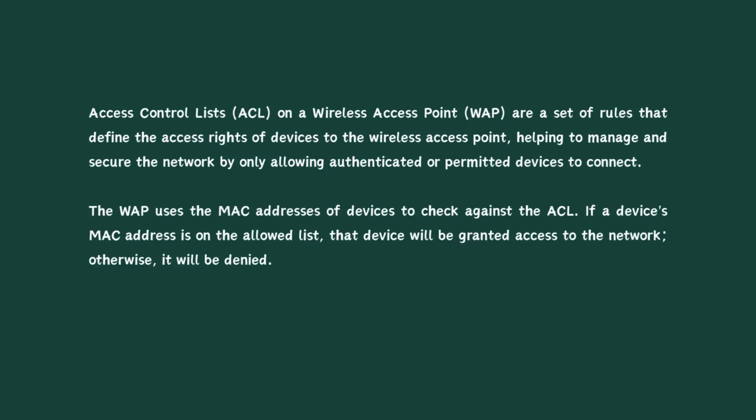Access control lists on a wireless access point are a set of rules that define the access rights of devices to the wireless access point, helping to manage and secure the network by only allowing authenticated or permitted devices to connect. The WAP uses the MAC addresses of devices to check against the ACL. If a device's MAC address is on the allowed list, that device will be granted access to the network. Otherwise, it will be denied.